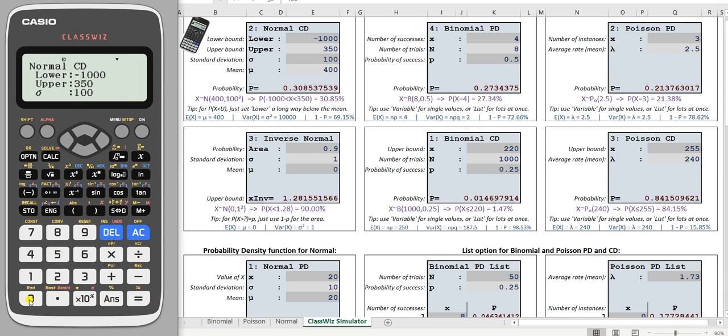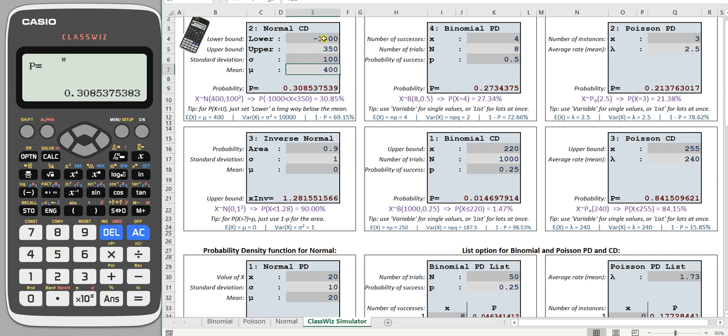It's not possible to get a value as low as negative 1,000, so it's definitely low enough, and it'll be equivalent to a much lower number. You could put in a number as low as you like, and there's going to be no change to 8 or 9 decimal places on here. So that's normal CD mode.